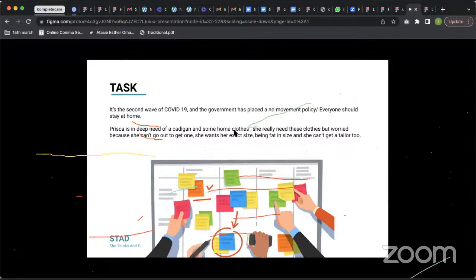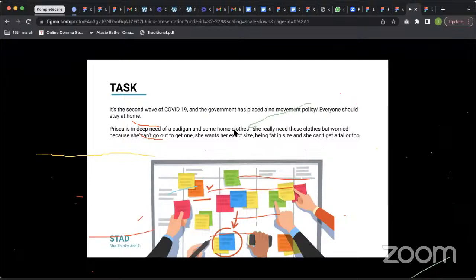Yes. Okay, good evening. My name is Virtue. I think her first problem is the no movement rule, because she can't go out. That is the first problem. And this affects the availability of a tailor that can get her size. Because of the restriction of movement, she can't go out to get her sizes measured, and the tailor can't come to her to get her measurements.